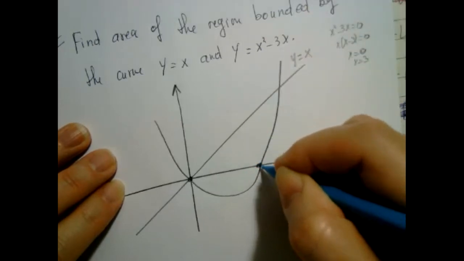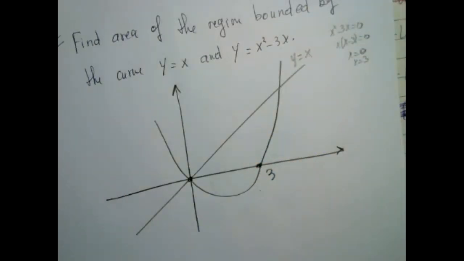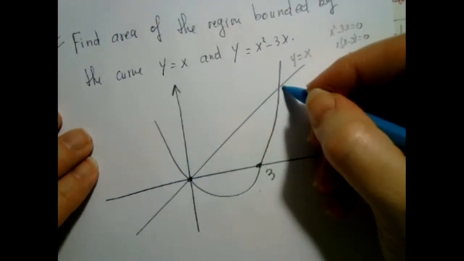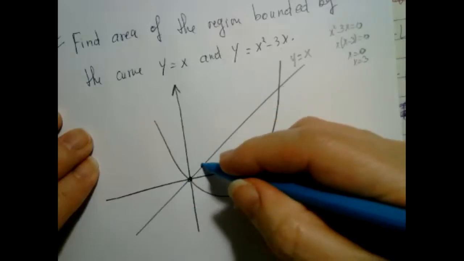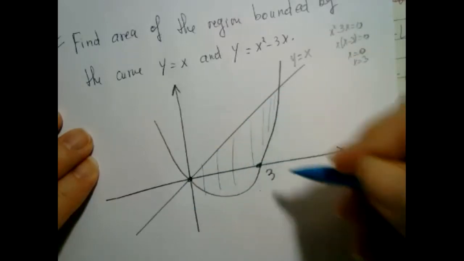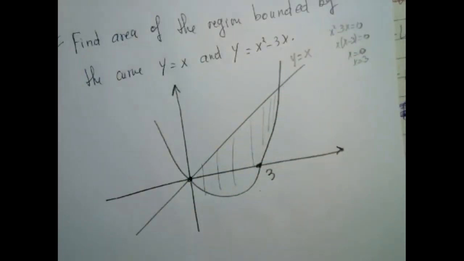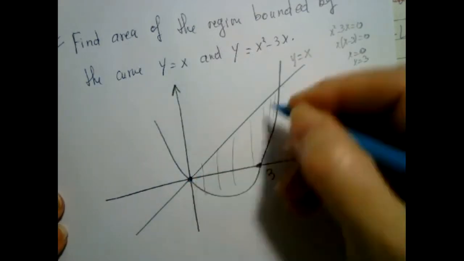Okay, this is 3. Let me read the region again. It's the region which is bounded by y equal x squared minus 3x and y equal x. That's the region in question.